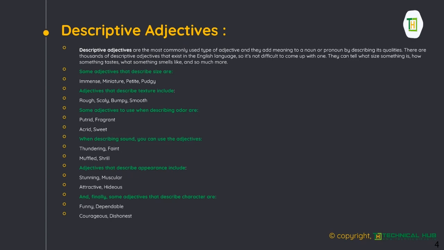Adjectives that describe appearance include stunning. Yeah, he is a stunning hero. He looks stunning. You might have heard all this. Muscular, he's muscular. Then attractive, hideous, all these you can use. And finally, some adjectives that describe character are funny. He's a funny guy, funny boy, funny girl, or funny movie, like that you can say. Dependable and courageous, dishonest, all this.